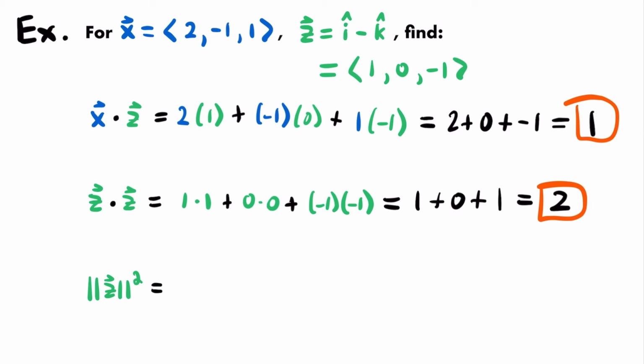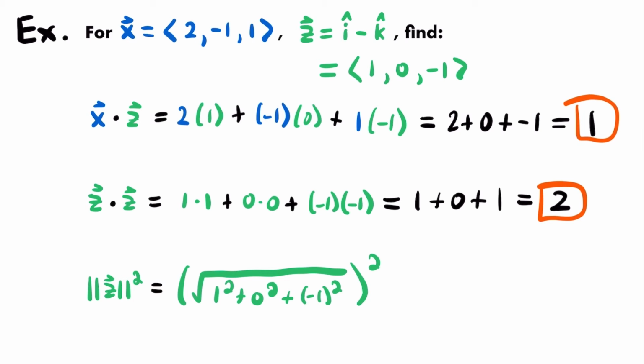And just to show you that that's true for a vector in 3D, we'll calculate the magnitude of vector z squared here. We'll take the square root of the sum of the components squared. So we'll have 1 squared plus 0 squared plus -1 squared, and we're squaring that magnitude, right? The magnitude of a vector is equal to the square root of the sum of the components squared. So we're taking that magnitude and squaring it. The square and the square root cancel out, so we're just left with those terms underneath the square root, and 1 squared is 1, 0 squared is 0, and negative 1 squared is 1. So we have 1 plus 0 plus 1, which is 2.